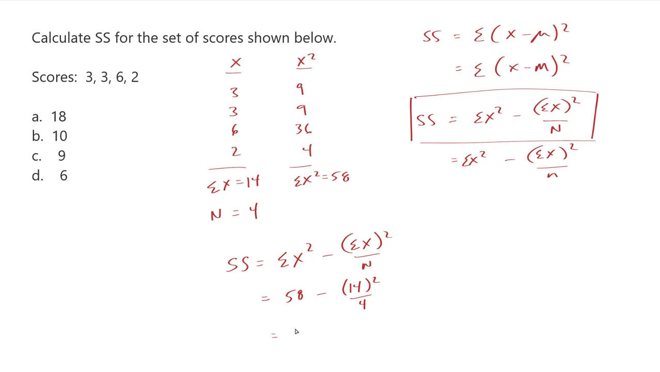14 squared is 196. Divide that by 4 is 49. So this is 58 minus 49. This is equal to 9. So the sum of squares is equal to 9. And so my answer is C.